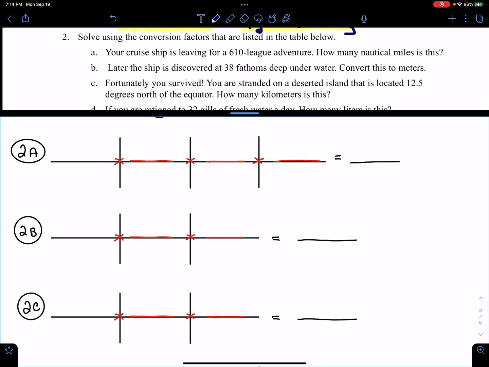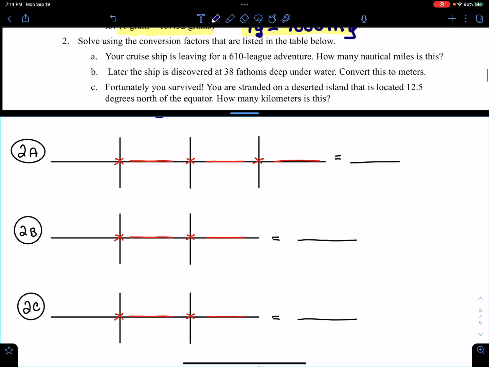Starting out for 2A, it says that you have a cruise ship leaving for a 610 league adventure. Well, that's your number, 610. So where does the number go? It goes in the top left right here. So we're going to put 610 leagues. Let's just abbreviate that. Whatever that unit of measurement is, as I said before, you have to copy that exact same thing down here.